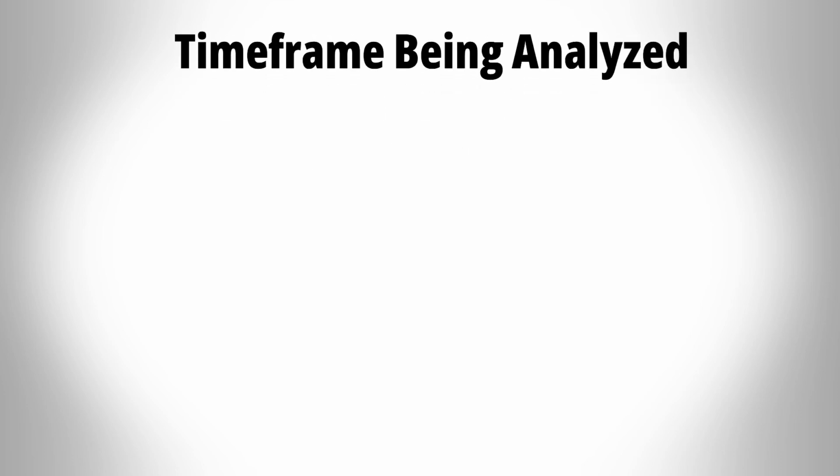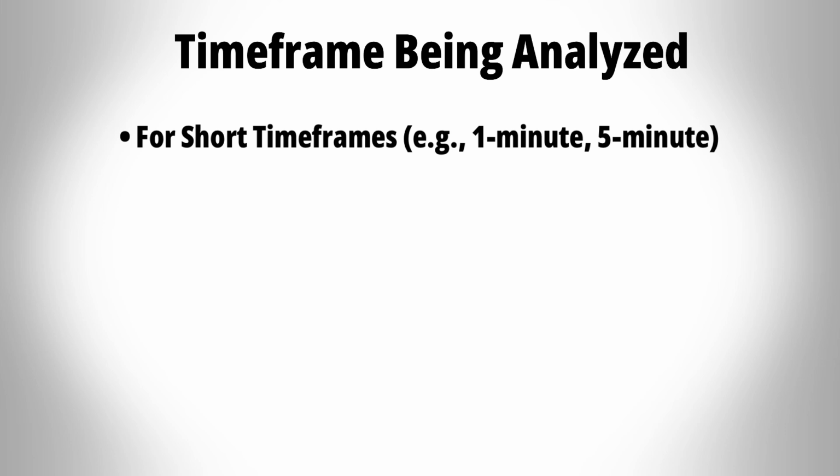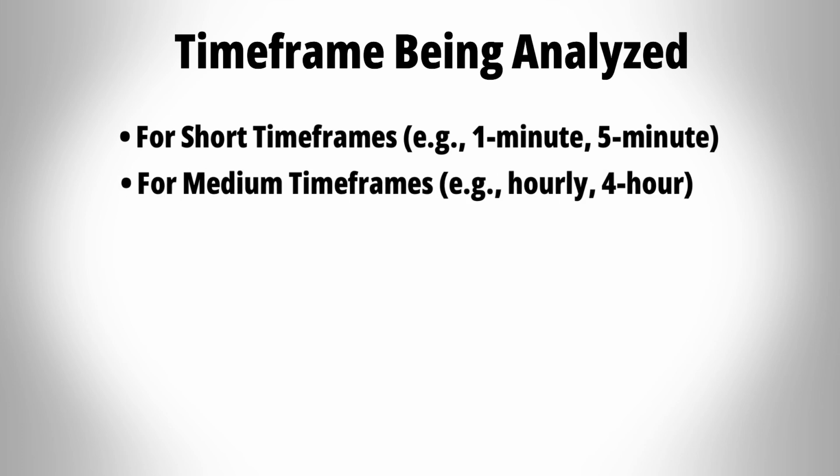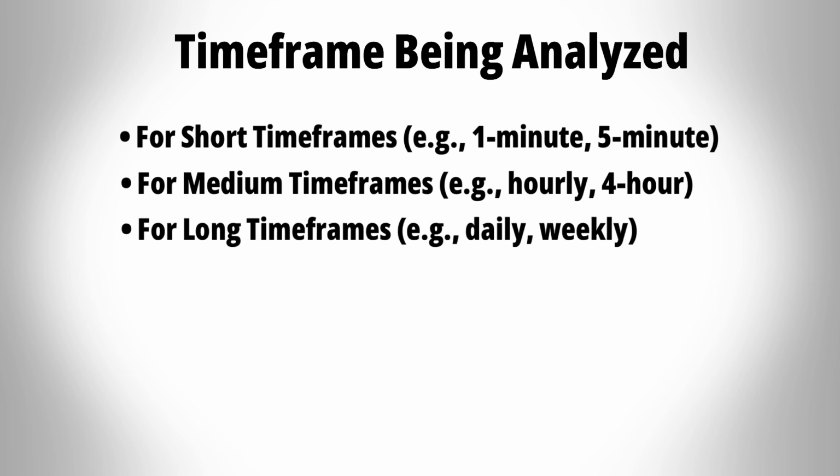Also, you should consider the time frame being analyzed. For short time frames, which is about 1 minute to 5 minutes, shorter RSI lengths, e.g. 7 periods, are better suited for quicker signals. For medium time frames like hourly or 4 hours, a standard 14 period RSI often works well. Longer lengths, e.g. 21 or 28 periods, provide smoother and more reliable signals over extended periods.